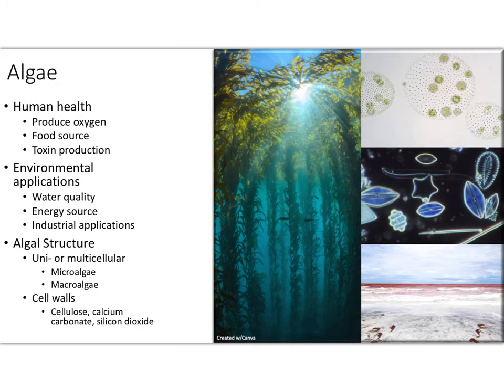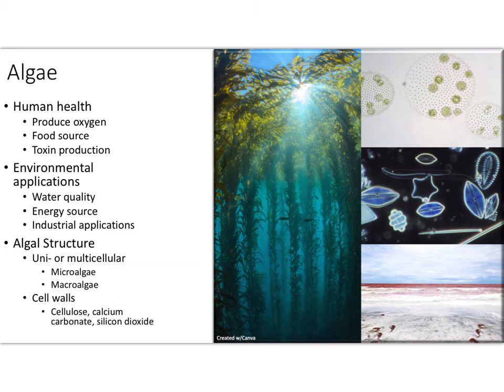Our next type of eukaryotic microbe is the group that we call the algae. Now, algae are actually a very, very diverse group of microorganisms. There is one type of algae that technically is a prokaryote, but we group them in with the eukaryotes because most of the algae are eukaryotes. Algae are significant to us in a lot of different ways.